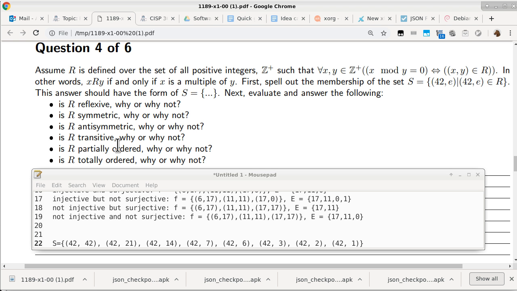In a totally ordered relation, every 2 items have to be related one way or another. That's why less than or equal to is totally ordered when it is defined over integers. Because if you give me any 2 integers, one value for A and one value for B, A is less than or equal to B, or B is less than or equal to A, one of those 2 has to be true. Or they can both be true if they turn out to be the same value, but at least one of those 2 has to be true.